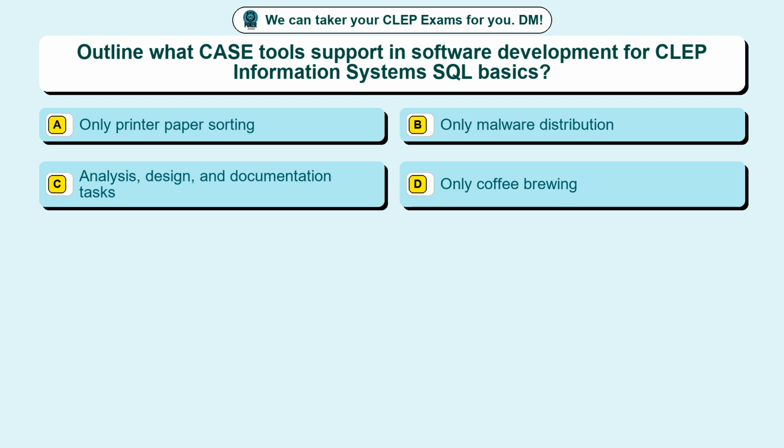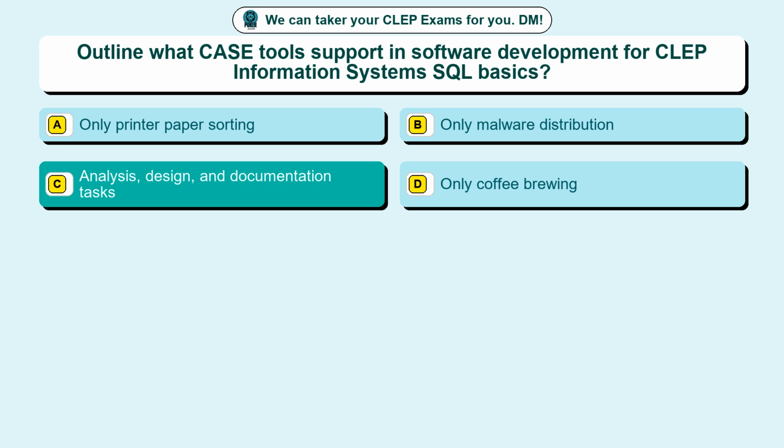Question 72. Outline what case tools support in software development for CLEP Information Systems SQL Basics. Option A, only printer paper sorting. Option B, only malware distribution. Option C, analysis, design, and documentation tasks. Option D, only coffee brewing. The correct answer is option C, analysis, design, and documentation tasks.